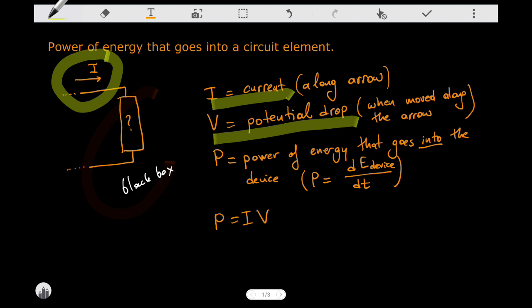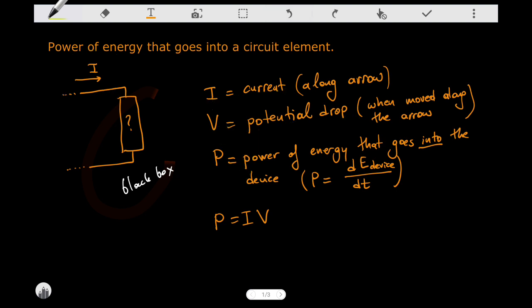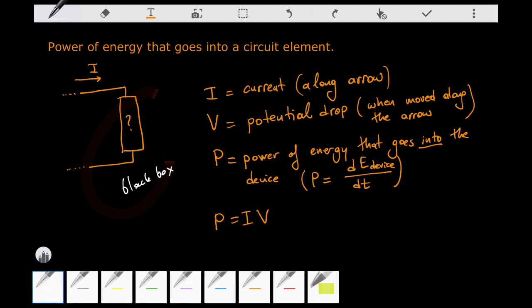And just remember that these are signed quantities, so they can be positive or negative depending on which direction you have chosen. In that case, if P is the power of energy that goes into the device, then this power can be expressed in terms of the current and the potential drop as the product of these two quantities. So you can see that the direction of the arrow does not matter, because when you change the direction of the arrow, both the current and the potential drop change sign. As a result, this power is a quantity that doesn't depend on your choice of direction.